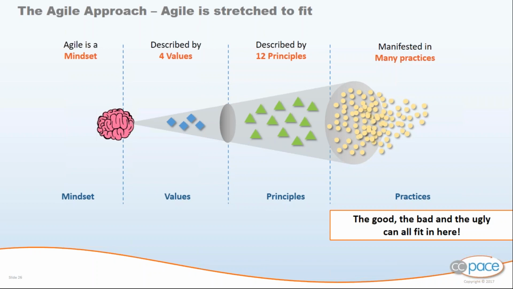So we see that we have 4 values. We have 12 principles that are manifested in many practices. There's no limit to the number of practices that ultimately can be found in an agile approach. Anything goes. You can find the good, the bad, and the ugly, and they can all fit in there.